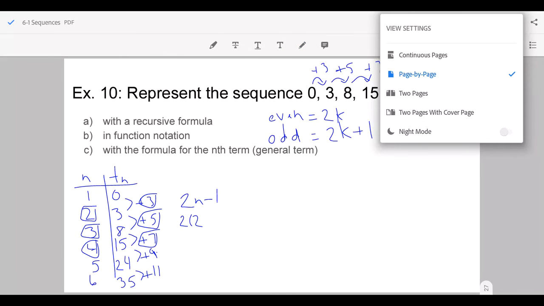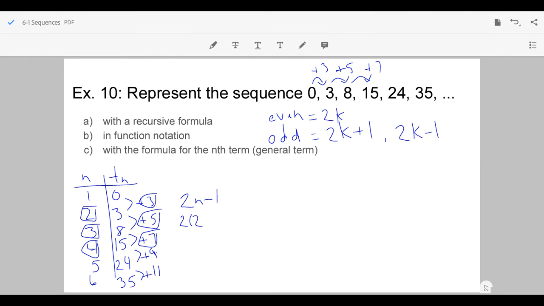Term 3, we could check the same thing. 2 times 3 is 6, minus 1 is 5. Term 4, 2 times 4 is 8, minus 1 is 7. So we know that this is the correct, I don't know what to call it, difference, I guess, that we're adding. It's not a common difference, it's just difference.